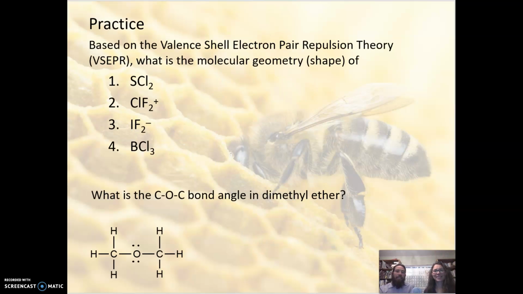Here's your practice. I've got some practice for you, and there's something a little confusing here. You'll notice down at the bottom it says, what is the COC bond angle? And when you see something written like this, what they're saying is this is the central. That's the central atom. So I'm just going to leave you with that as a little clue. You're going to have to draw some Lewis structures. That'll be good practice. And let's pause the video. We'll put up the results so you can check your work.